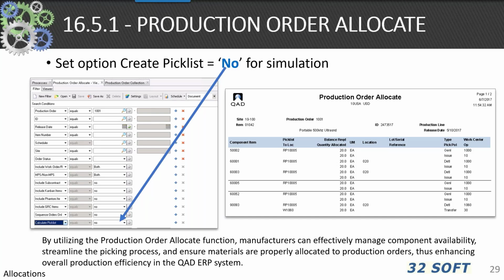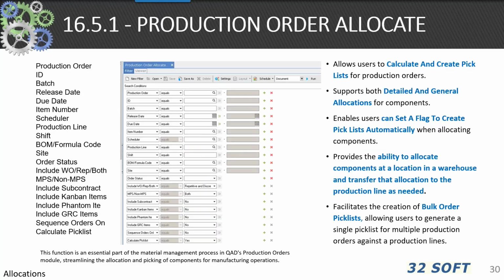The 16.5.1 production order allocate function allows users to effectively manage component availability, streamline the picking process, and ensure materials are properly allocated. By setting the option create pick list to no, one can run 16.5.1 in simulation mode, thus allowing testing and experimentation before actually committing to a pick list.